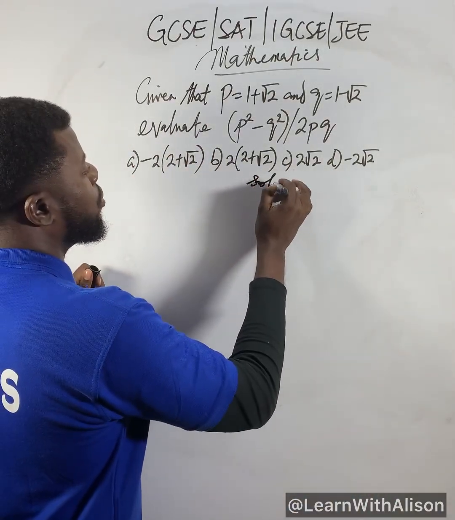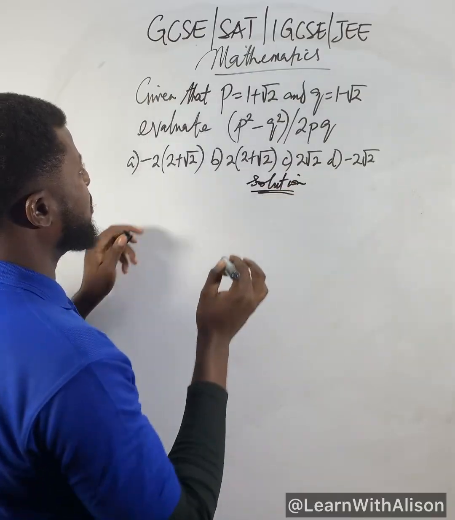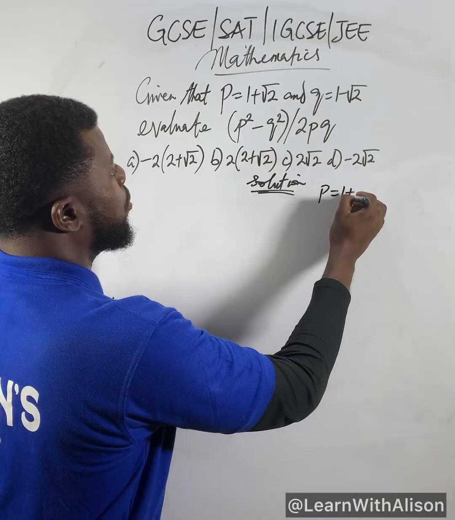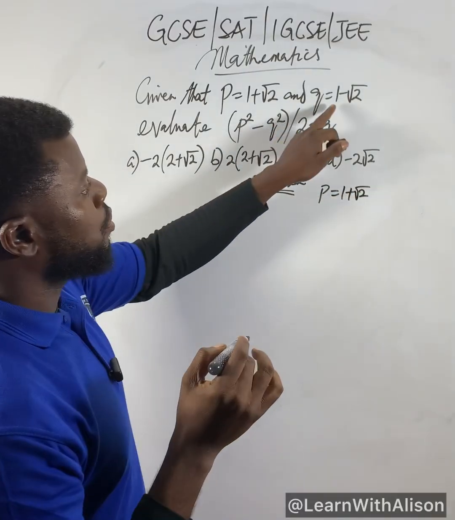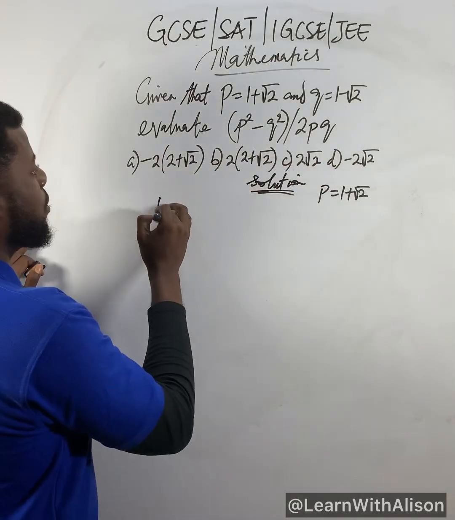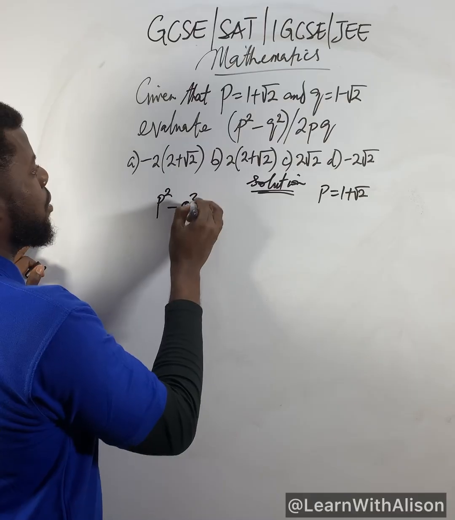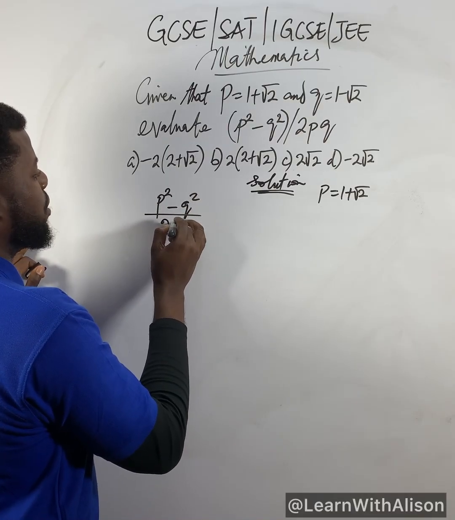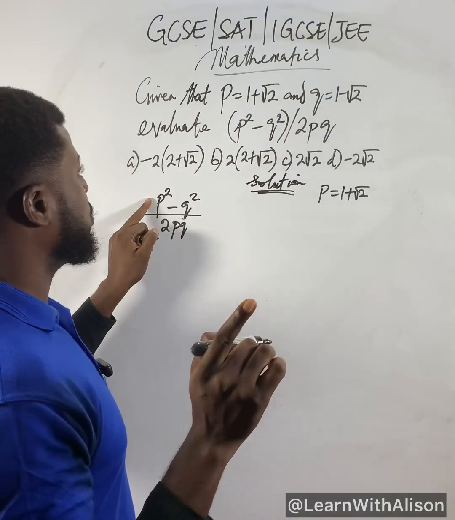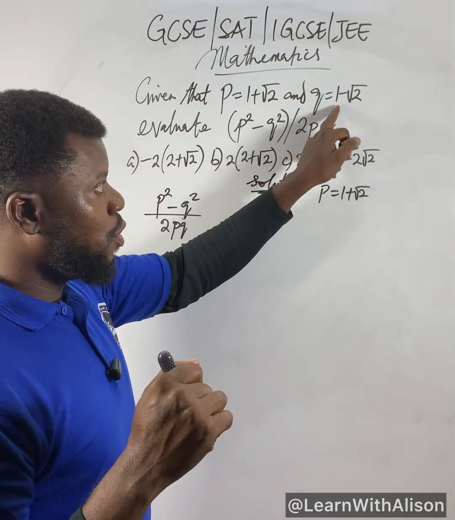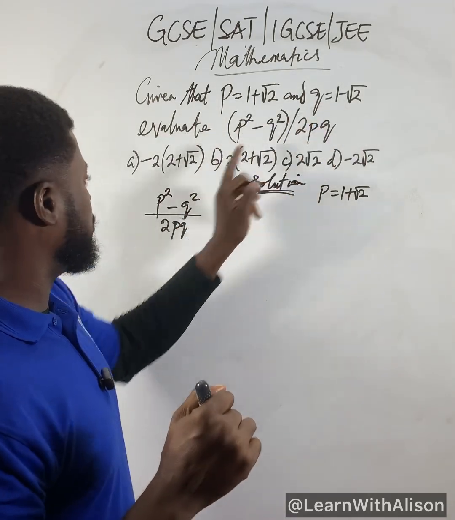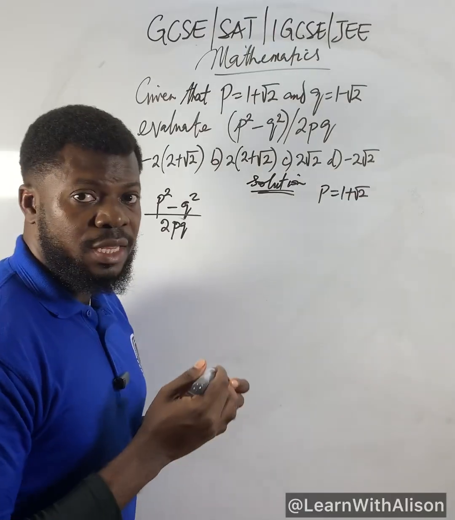Now, the first thing you want to do is to make sure you understand the problem. You are given that P equals 1 plus root 2, and Q equals 1 minus root 2. Then the question says you should evaluate (P squared minus Q squared) over 2PQ. So you want to know what P squared is, what Q squared is, and the product of P and Q. Then you can get the answer in one second.